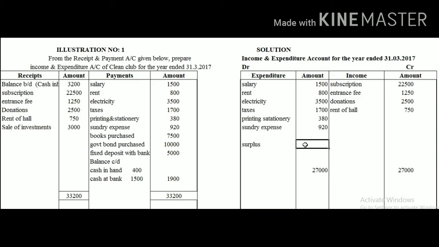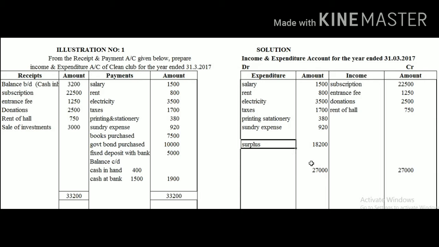The balancing figure is 18,200. The total of the credit side is 27,000, which tallies with the debit side, also 27,000. Here the income side is high as compared to the expenditure side, so the balancing figure comes on the debit side. So it is known as surplus.